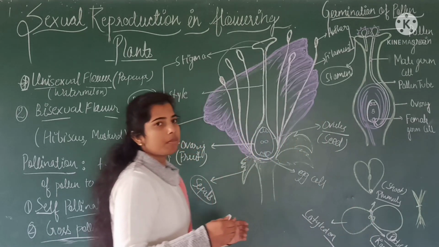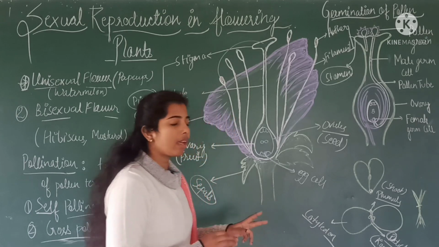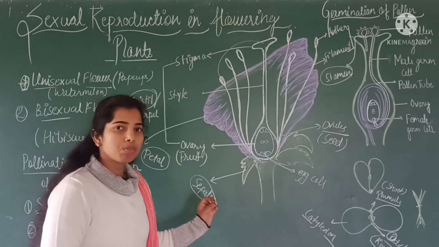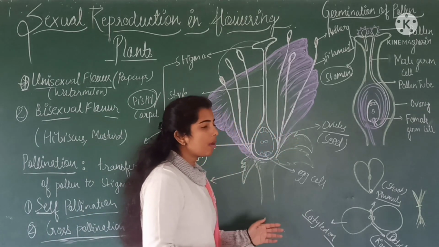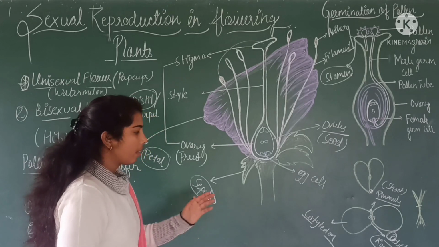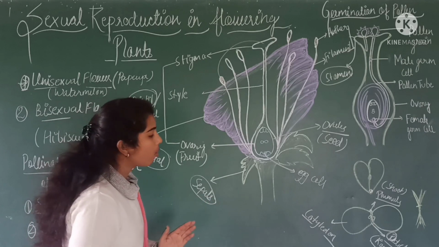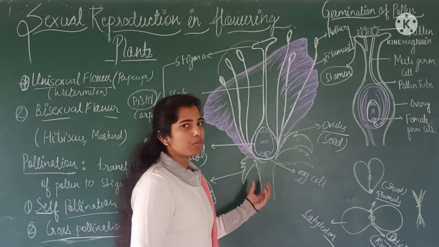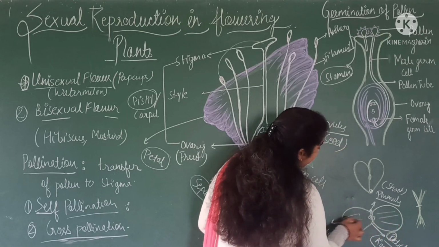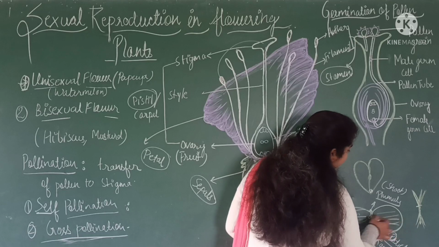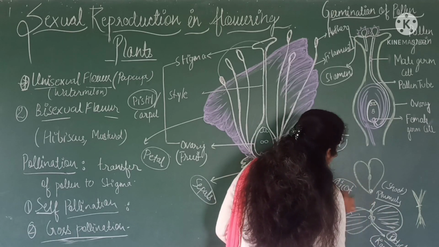There are two types of seed. One is monocot and second is dicot. In some plants only one cotyledon is present, and that type of seed is known as monocot. If two cotyledons are present, then that type of seed is known as dicot.